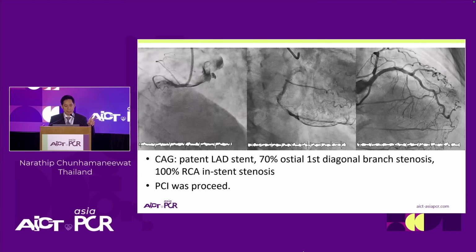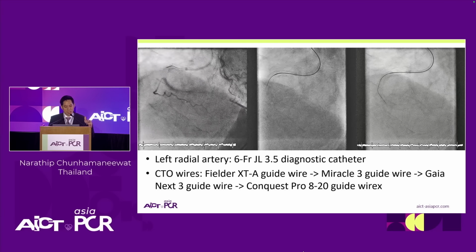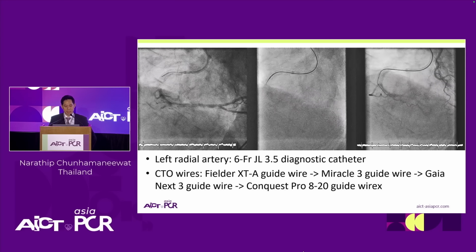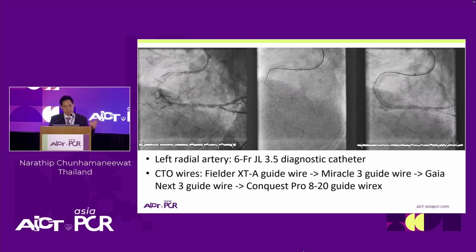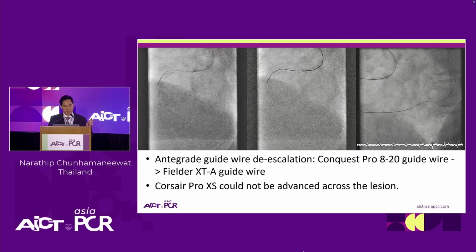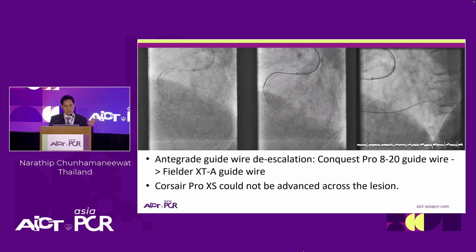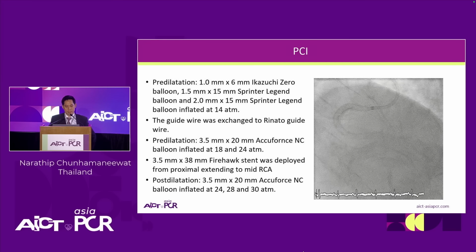So at that time, I decided to proceed with RCA PCI. I thought it would be easy, but it was not. So I did wire escalation from Filter XTA to Miracle 3, Gaia Next 3, and then passed the lesion with Conquest Pro 820, a very, very calcific lesion. But after that, I de-escalated the guide wire and changed to a Filter XTA guide wire. And I was surprised that there was some resistance in the distal RCA that I didn't expect. So after manipulation, I passed through with the XTA, but the Corsair Pro XS catheter could not be advanced across the lesion.